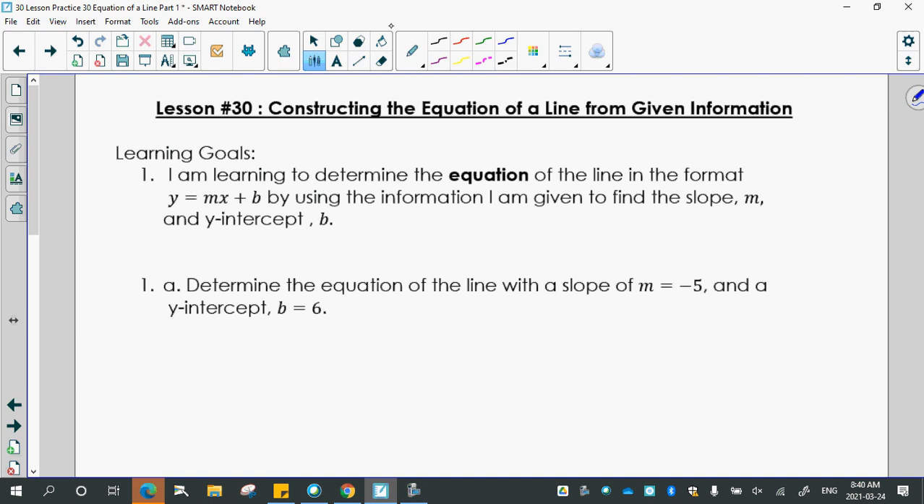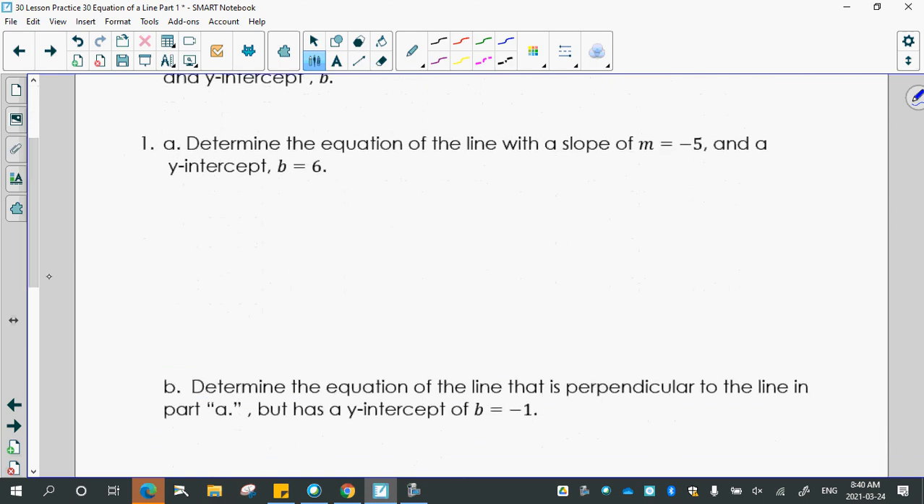All right, so the first question. 1a, determine the equation of the line with a slope of m equals -5 and a y-intercept b equals 6. So that one's pretty straightforward. When I'm setting these questions up, I usually set them up this way. Not an equal sign for the equation, but a colon. And then I use all this space to show my work in finding them. Now there's not a lot of work to show in this one because it tells you the slope. It tells you the y-intercept.